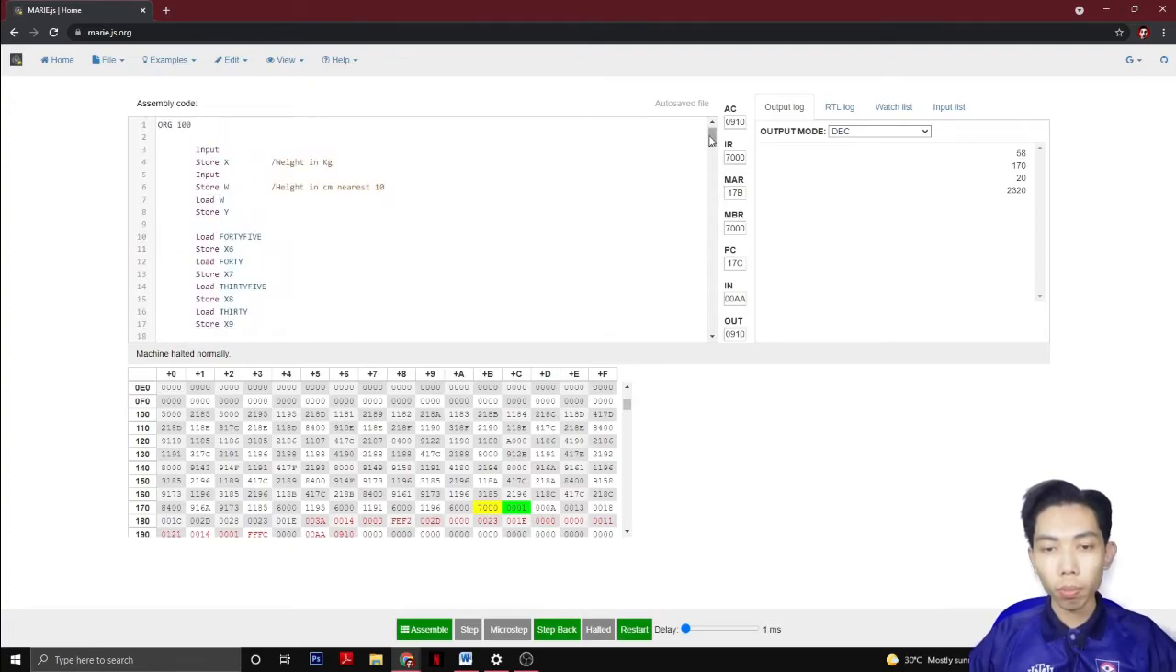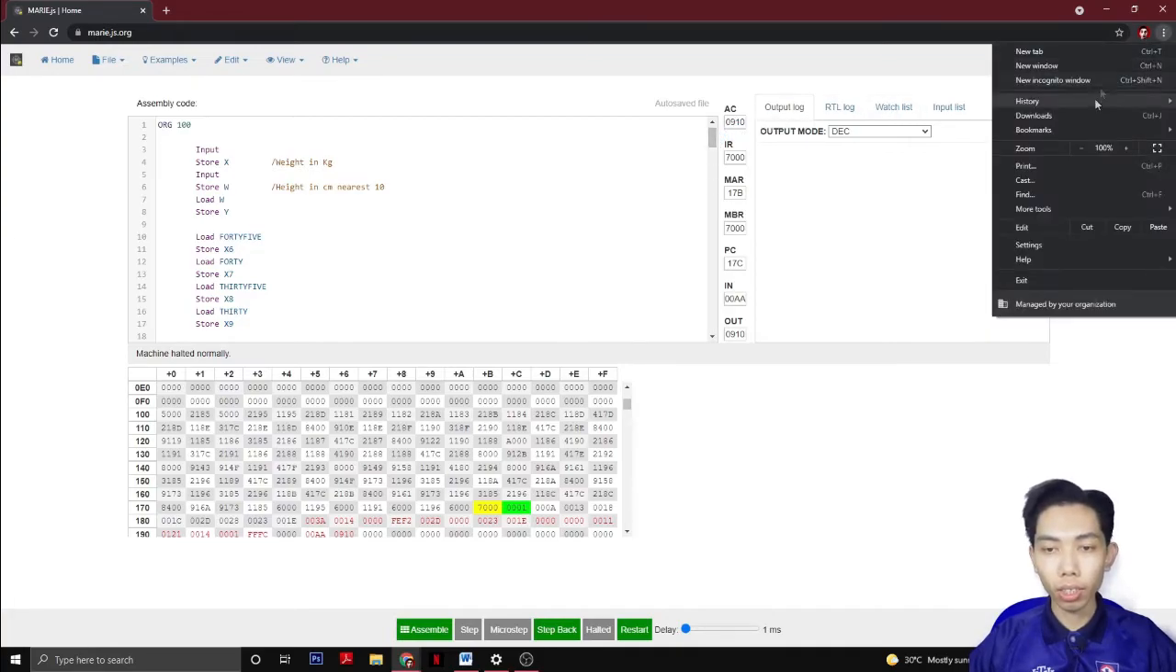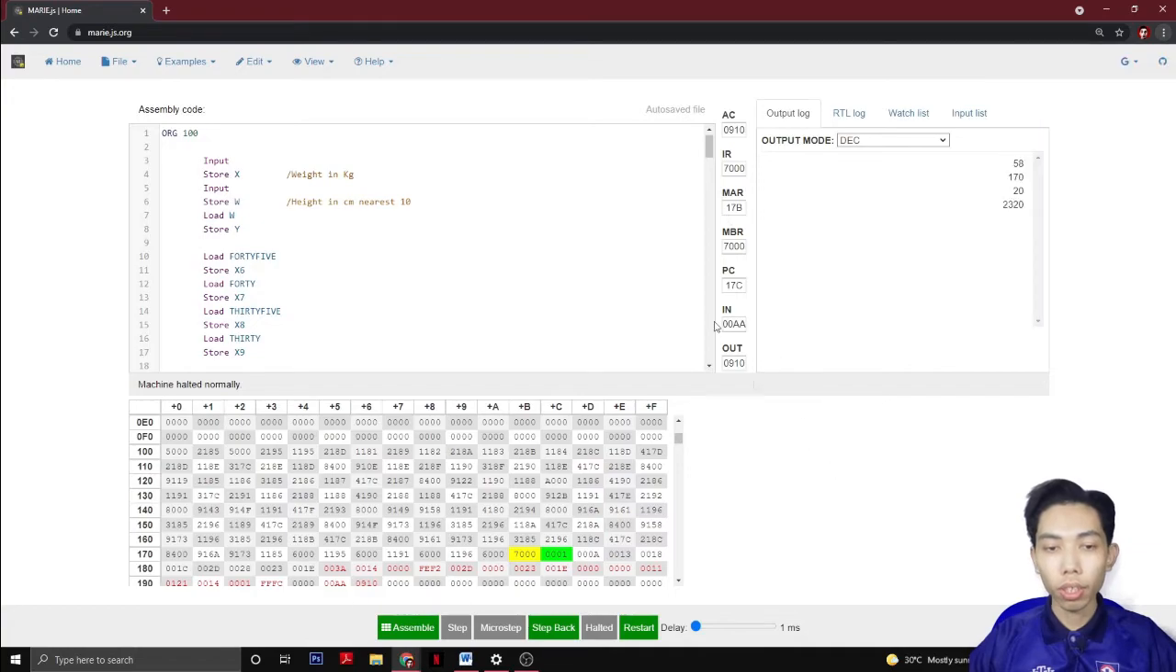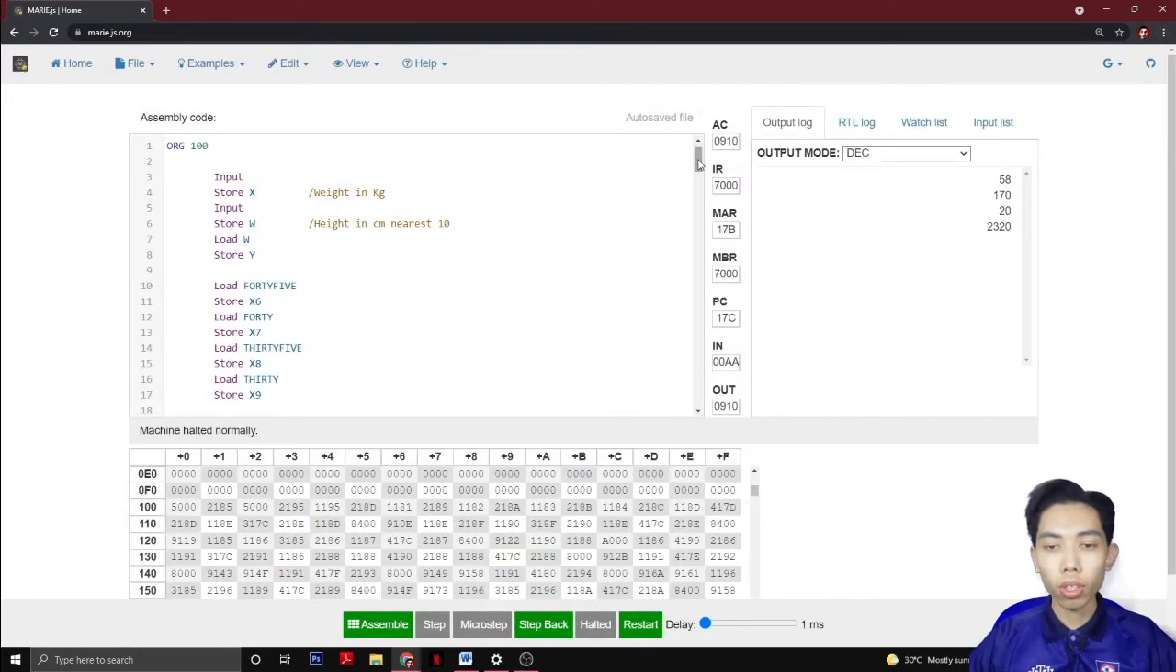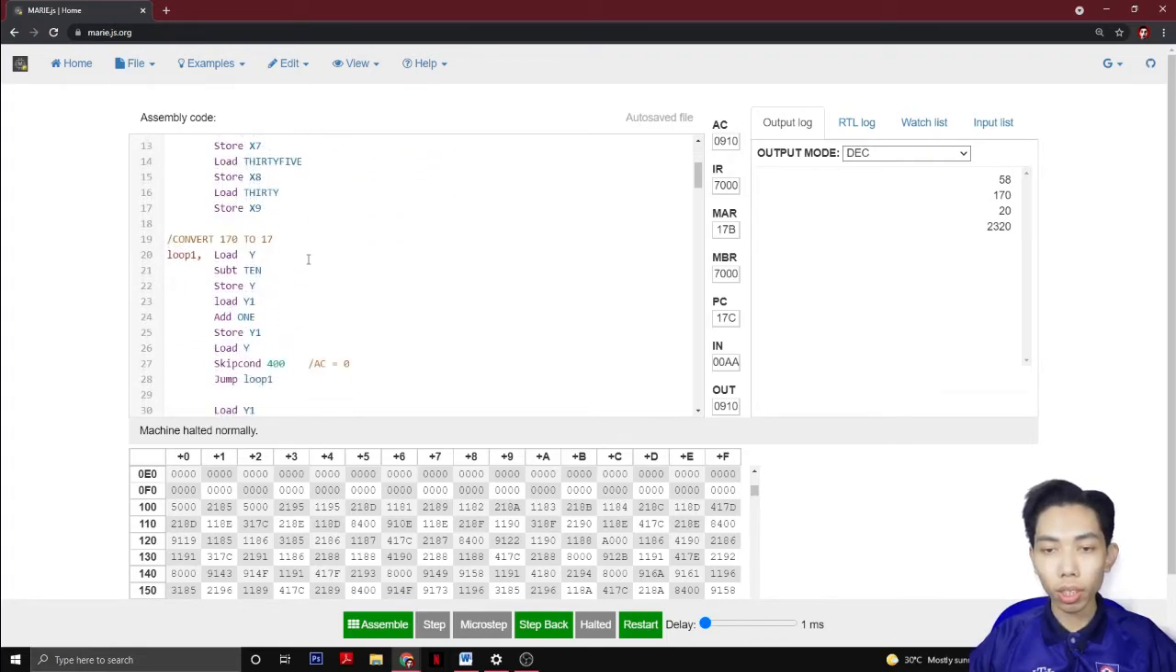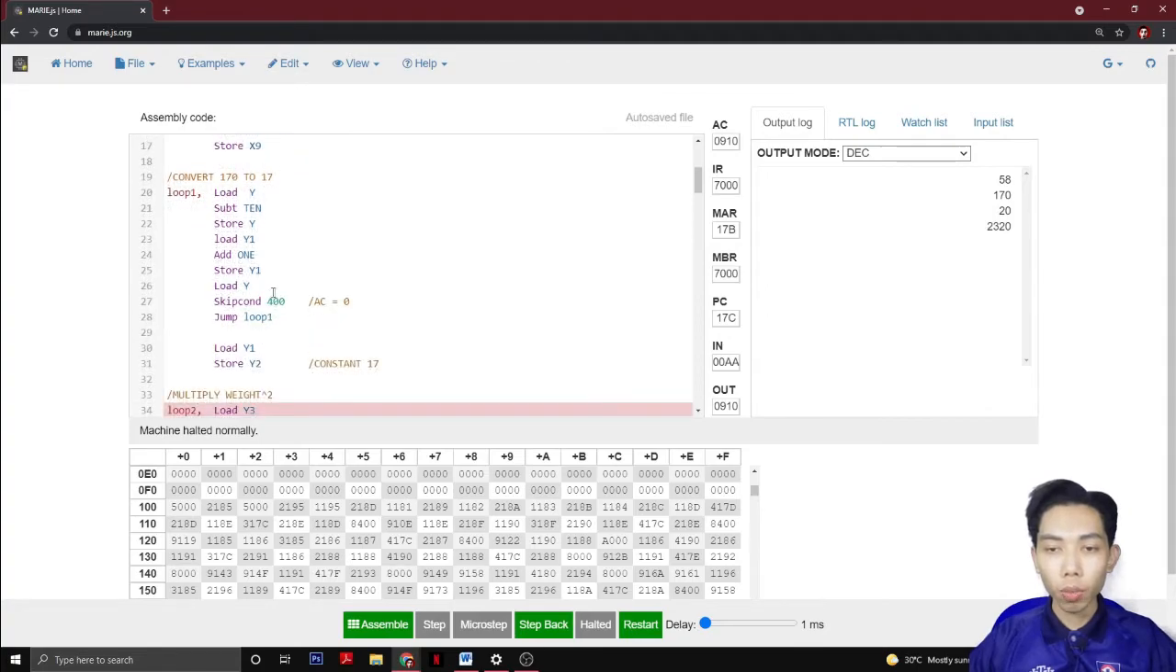For the next part, I will explain the coding, where part 1 needs the user to put the value of weight in kg and height in cm, converted to the nearest 10. Then this part is to store the value into the character. For loop 1, the function is to convert the value, for example 170 to 17. It's like the value is divided by 10. In this loop, y is minus 10 and y1 is added by 1. The system is looping until the y value is 0. The value that we want is y1.